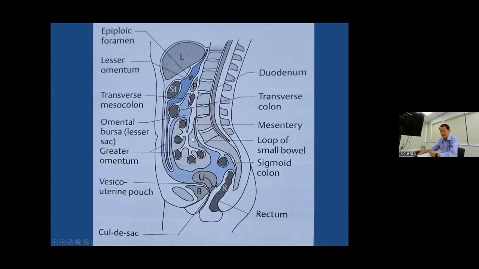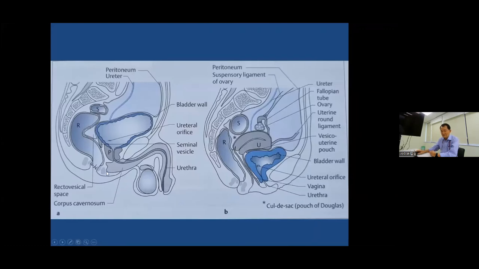Now, on the side view, obviously you look at the spine, the uterus, the bladder, and the rectum here. So this space is the cul-de-sac, right here. The sigmoid is here. And this is the stomach and pancreas. The omentum is in front, and posterior to this is the lesser sac and lesser omentum. The bottom here is the mesenteric root. These are all important landmarks in the pelvis.